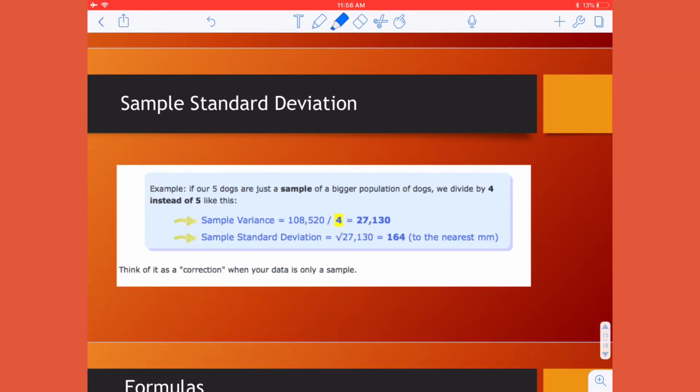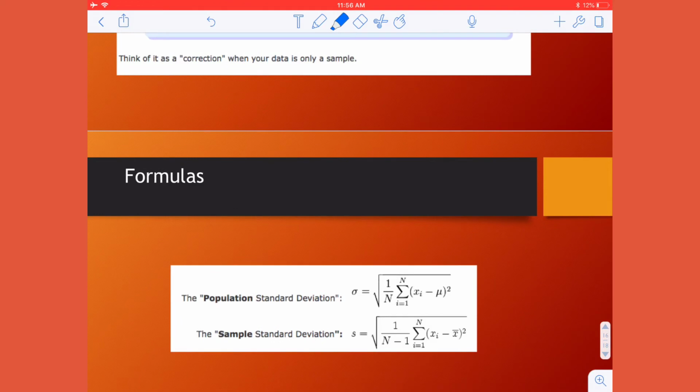But in the event that you were to see a sample standard deviation, so if we were told that these 5 dogs were just a sample of the bigger population, then we would do n minus 1, so 5 minus 1, and we would divide by 4 instead of dividing by 5. But again, you're not going to have to worry about that in this course.